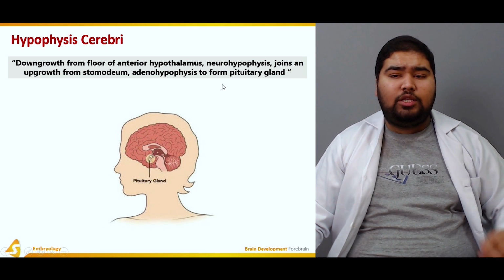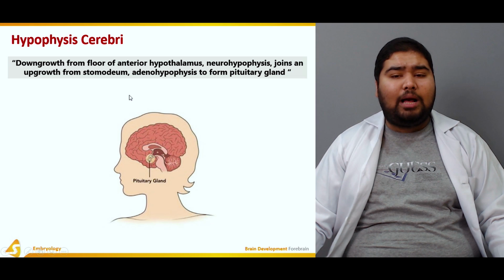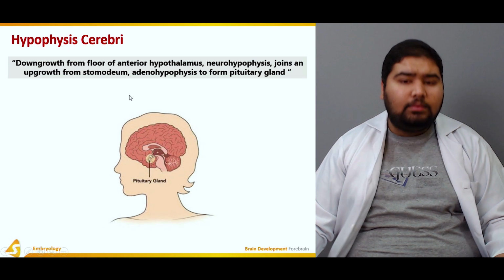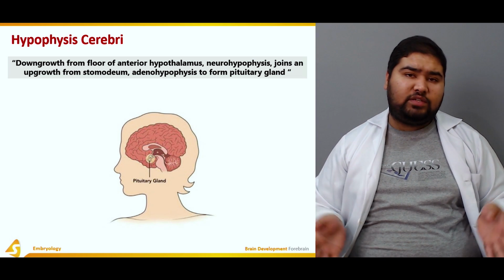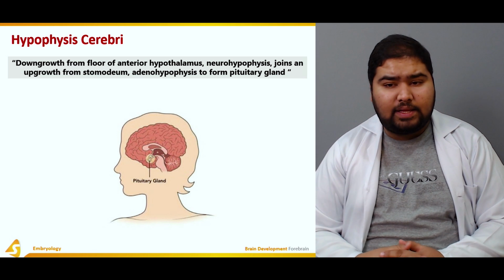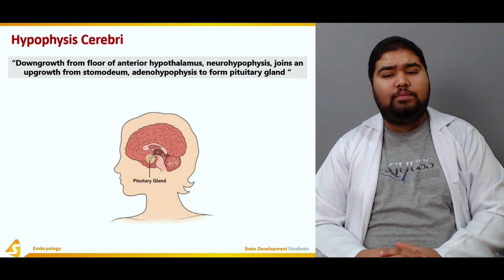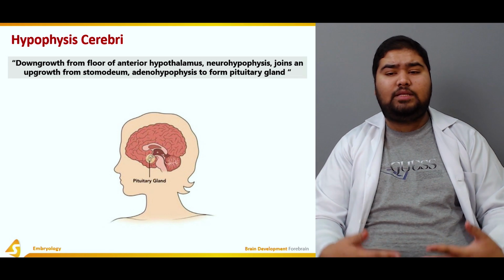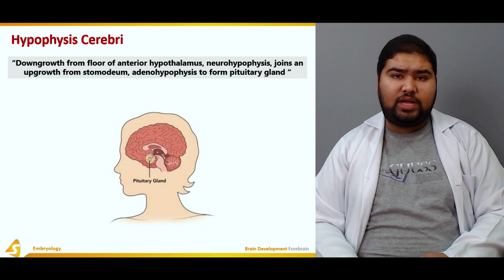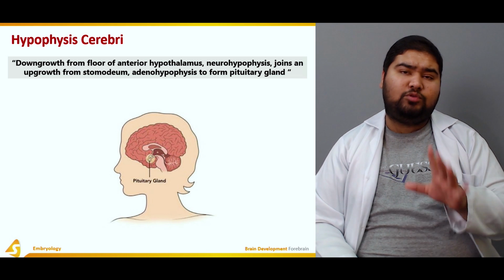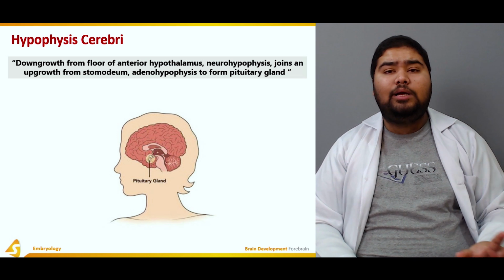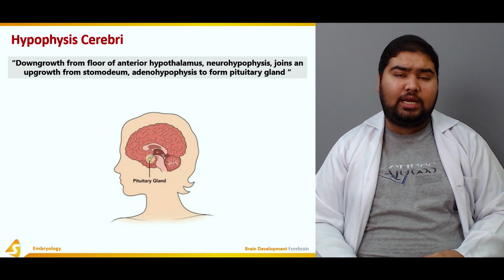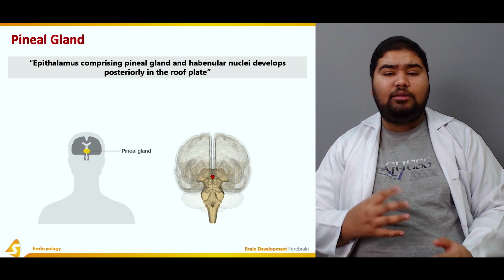hypophysis cerebri. The neurohypophysis joins as an upgrowth from the stomodeum, and the union of which forms the hypophysis cerebri. Now the neurohypophysis and the adenohypophysis join to form the pituitary gland. We've taken up the pituitary gland in detail in other presentations, so it will not be taken up in detail here.